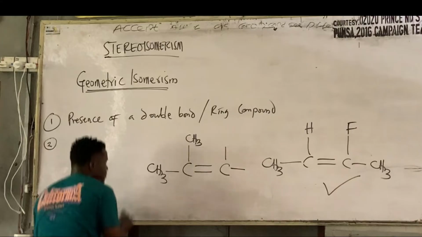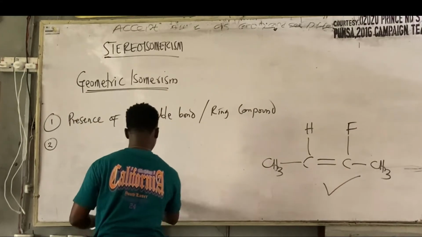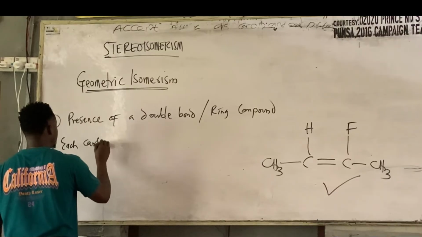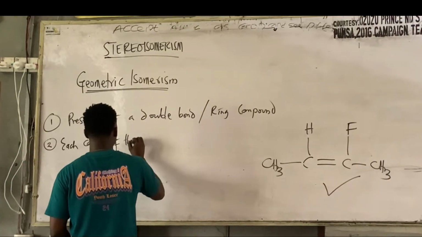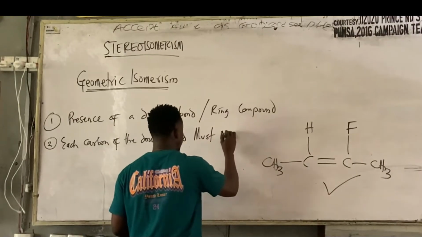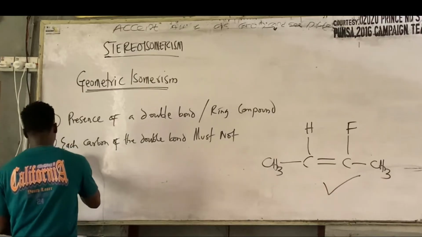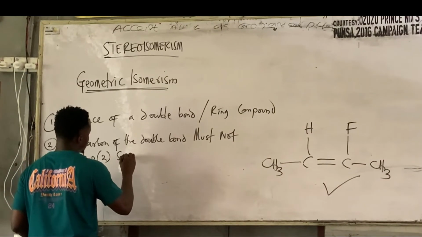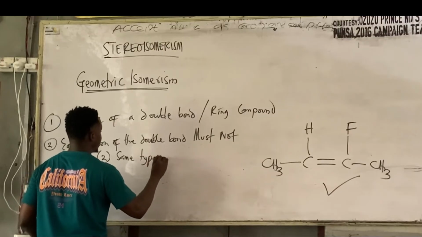It says each carbon of the double bond must not have two of the same type.